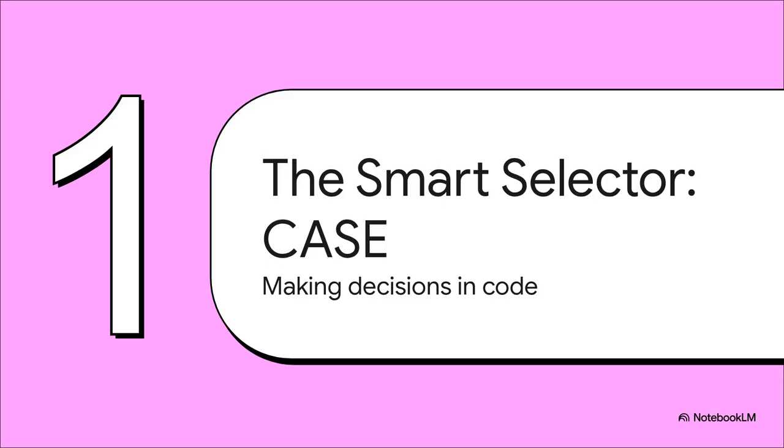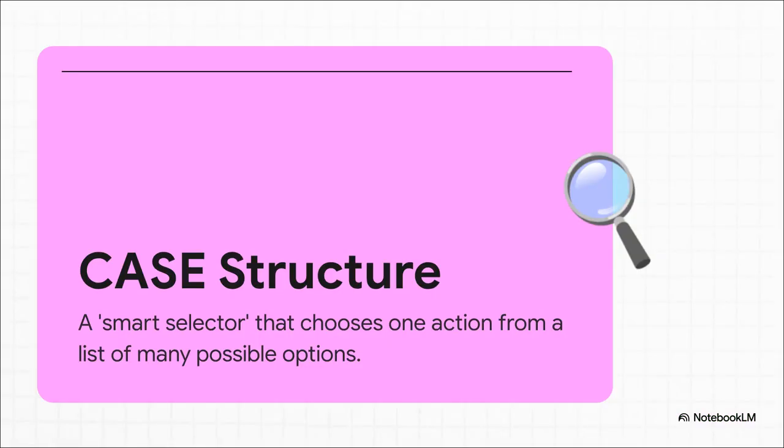Okay, so first up, making decisions. Let's imagine a little kiosk at a big fan event. It's got to handle all sorts of people differently, right? You've got your VIPs, your students, your general admission guests. How does it possibly choose the right action for each person? For that, code needs a way to pick a path. Well, that's where something called a case structure comes in. And it's basically a smart selector for your code.